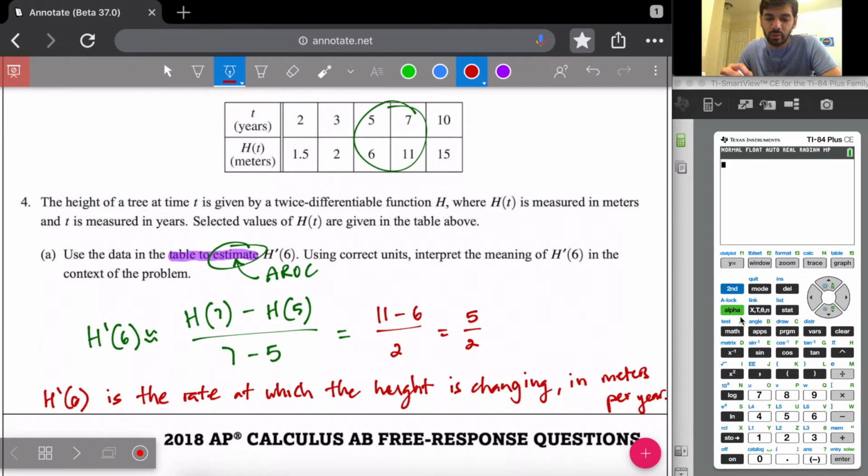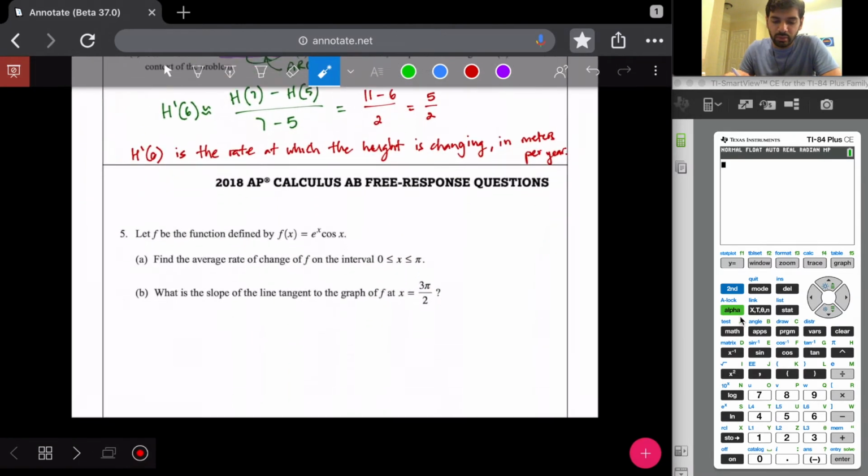So nowhere in this problem did it say the words rate of change in there. It just said use the data to estimate h prime of 6. You have to know that it's asking you to find a rate of change. And so once you write those words, rate at which the whatever is changing, in this case it's the height, is changing, and you have to use the correct units, meters per year. And then you have all the elements to get full credit for this part.